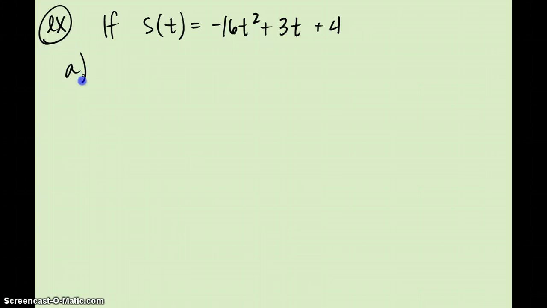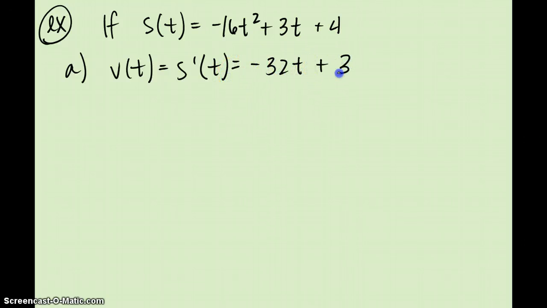Right, so your position function is negative 16t squared plus 3t plus 4. The velocity function would be the first derivative of position using the power rule, negative 32t plus 3. And the acceleration function, which is the first derivative of the velocity, when we derive this, negative 32.